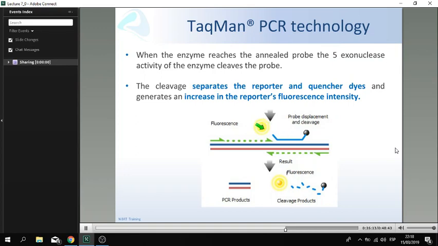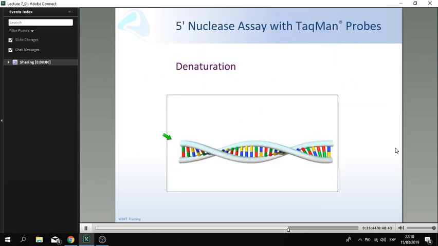And now when it cleaves the probe, this fluorescent tag and the quencher are separated, and now this reporter dye can actually fluoresce because the quencher is not there to stop the fluorescence. Okay, so the more DNA we have being made, the more of this TaqMan probe will be cleaved, and the more free reporter dye will be in our mixture, so the higher the fluorescence intensity.